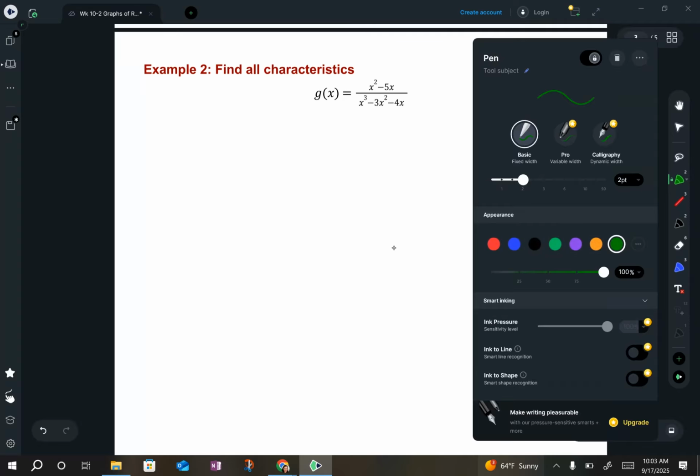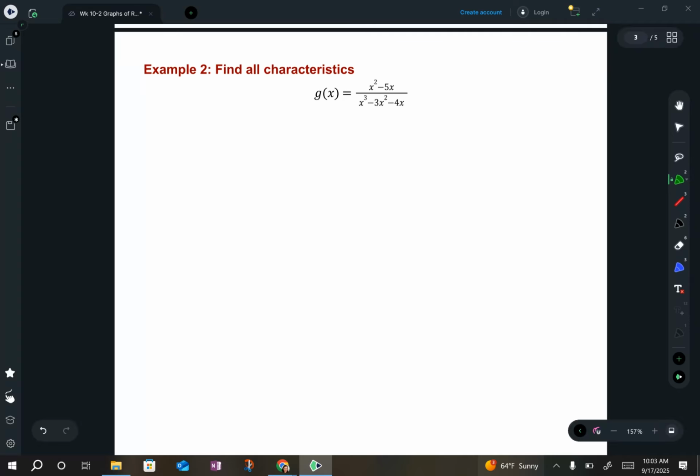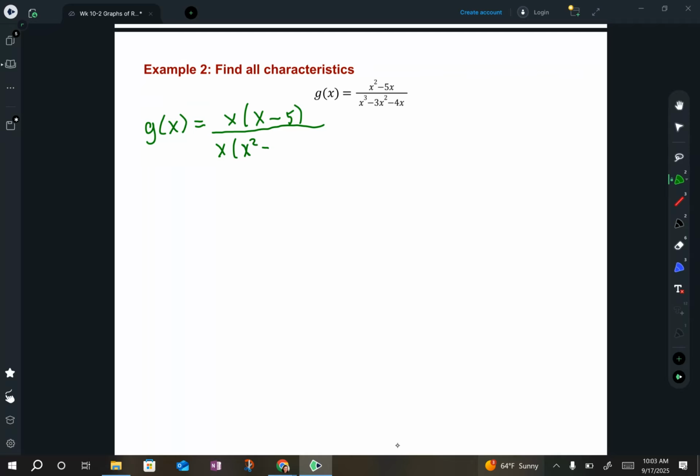All right, how did it go? Well, let's go ahead and get started. The first thing I'm going to do is factor the numerator and denominator to make my life a little bit easier. The numerator has a greatest common factor of x, so that becomes x times x minus 5. And the denominator also has a common factor of x, so that's x times x squared minus 3x minus 4.